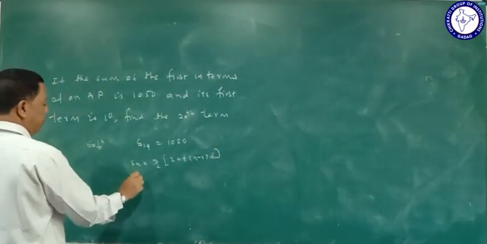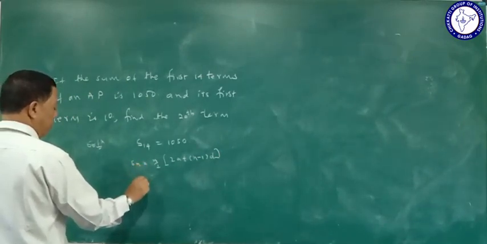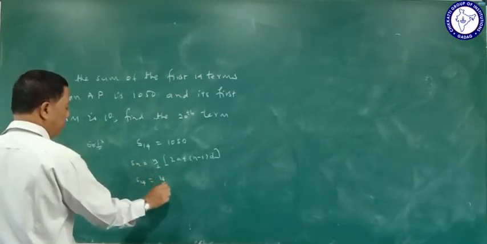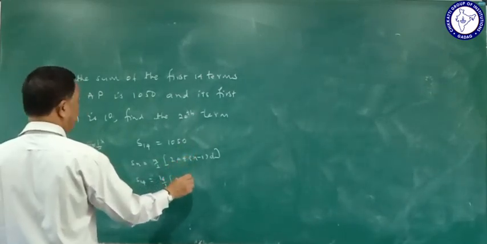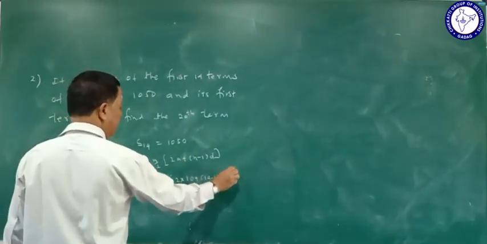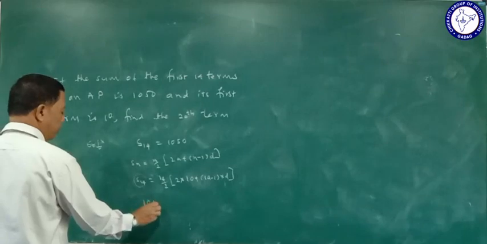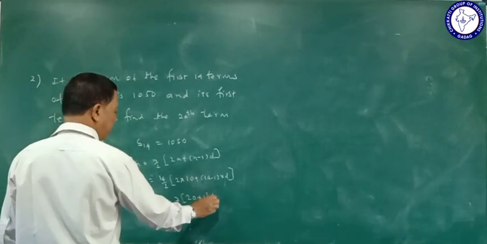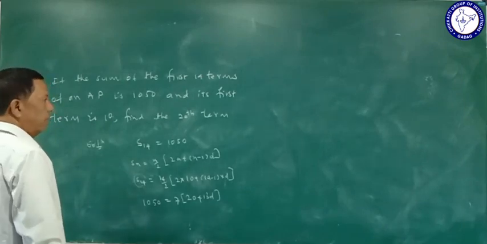So n is 14, and S14 is given. Thus S14 is equal to n by 2, that is 14 by 2, into [2 into a, where a is the given first term 10, plus (14 minus 1) into d]. d is not given. S14 is given as 1050, and this is 7 into bracket 20 plus 13d, from which we can calculate the d value.